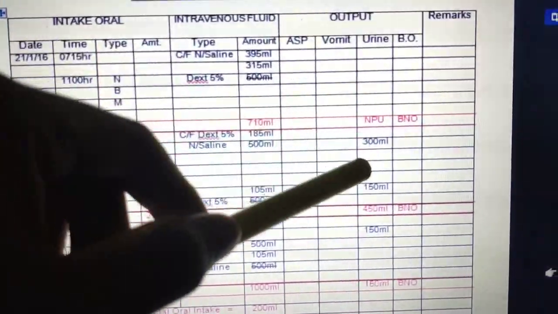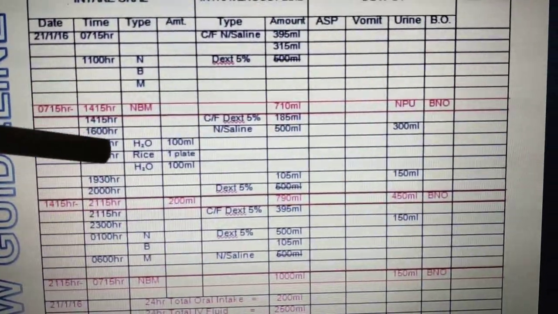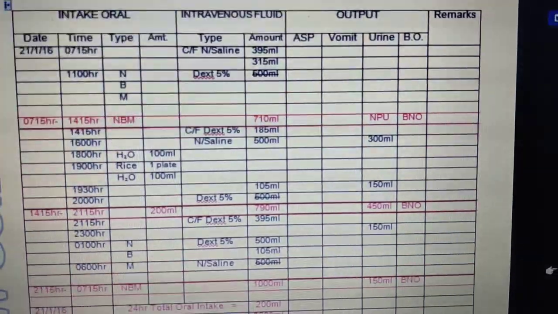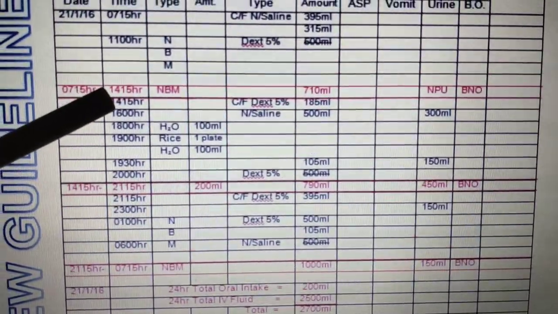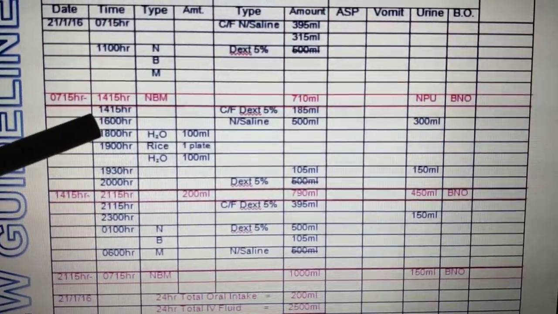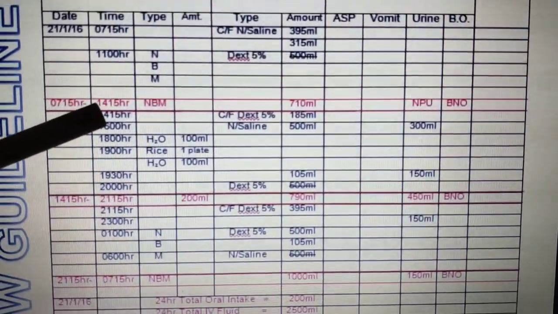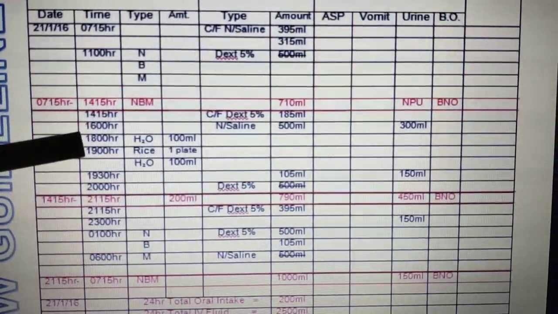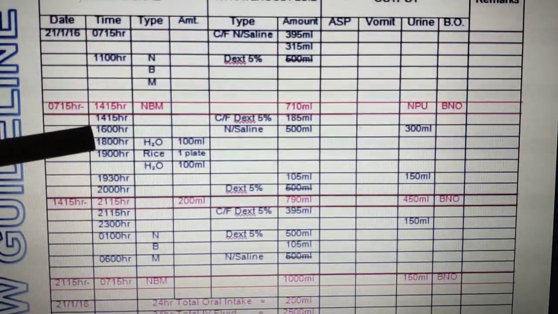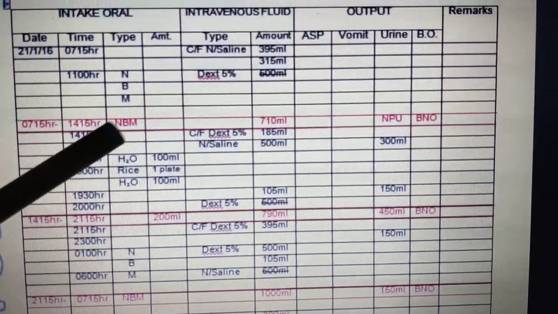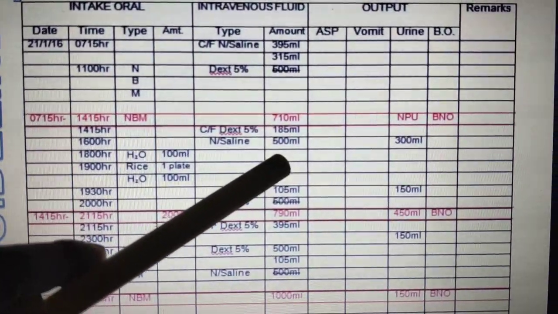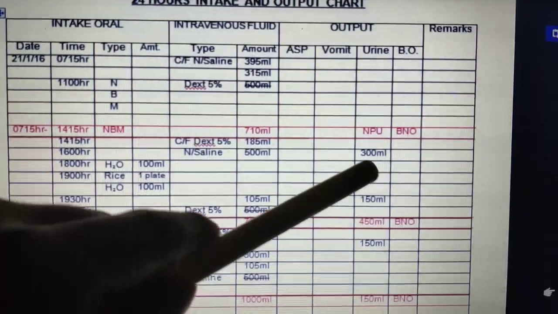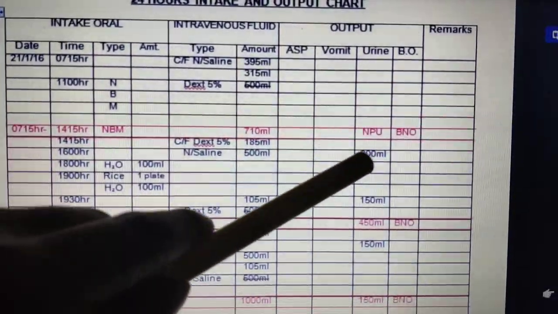Then what is the urine quantity? At 4 o'clock the patient passes 300 ml of urine. See, this is railway time. Clear? 14, 16, 18: 14 means 2 o'clock, 16 means 4 o'clock. At 4 o'clock the nurse started the saline. How much? 500 ml. At the same time the patient passes 300 ml of urine. You maintain the output here.